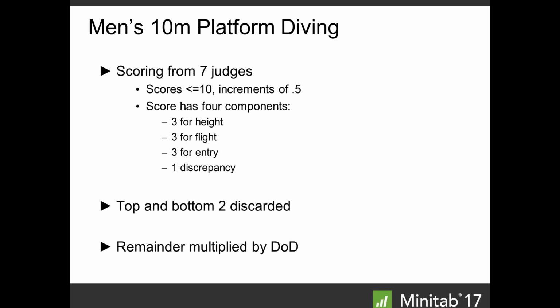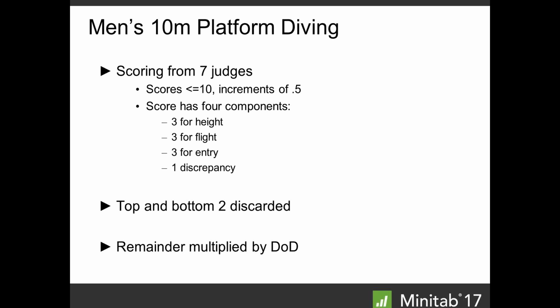And of course, this is a judged event. So what we have is 7 judges. The judges can give each dive a score of up to 10, and they judge it in increments of 0.5. In other words, a dive can get a 7.5 or it can get an 8, but it can't get a 7.6. It's going to be a 7, a 7.5, 8, 8.5, and so on. So anywhere from 0 to 10, in increments of 0.5.